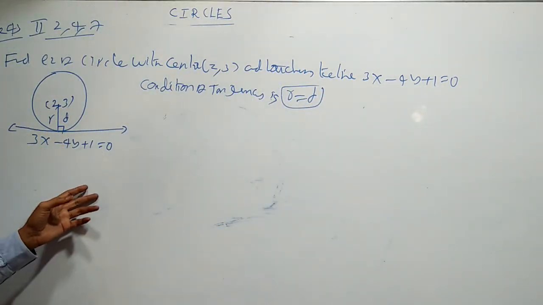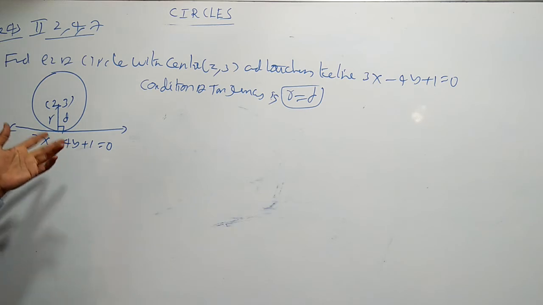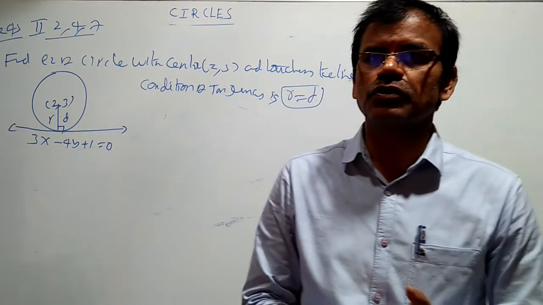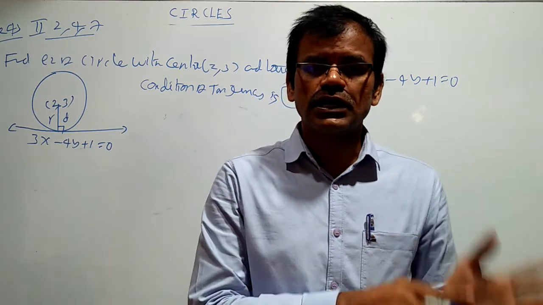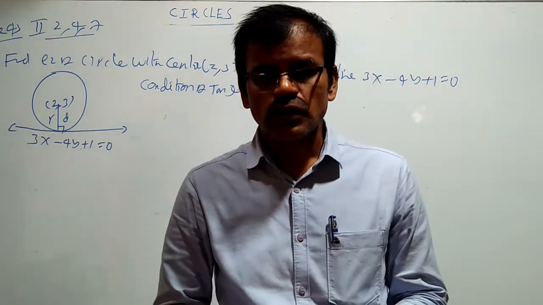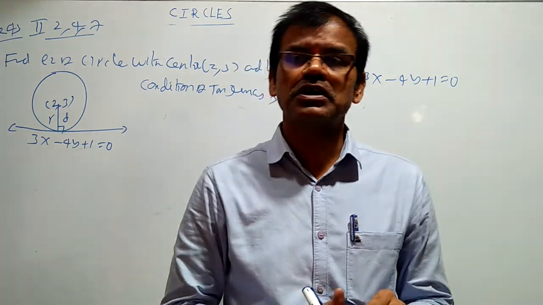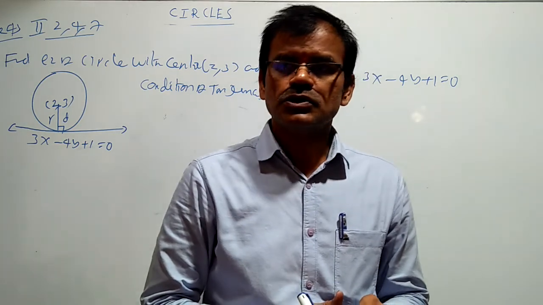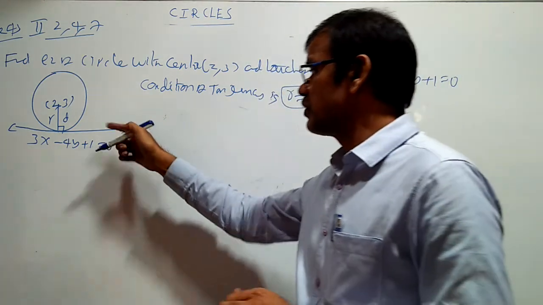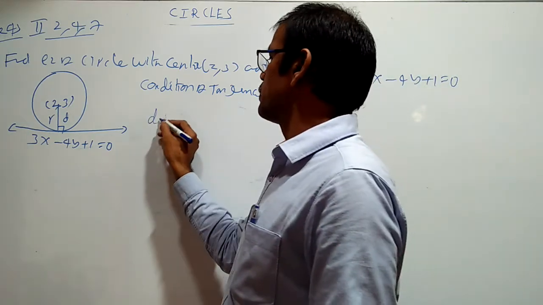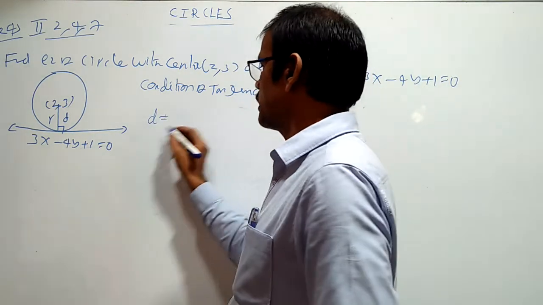It depends upon the theorem. So R is equal to D means we should calculate the radius. To calculate the equation of circle, we know whenever center known and radius known, we can calculate the equation of circle. So depends upon the center. Now we need a radius. The radius is nothing but D. So D is equal to perpendicular distance from center to the line.